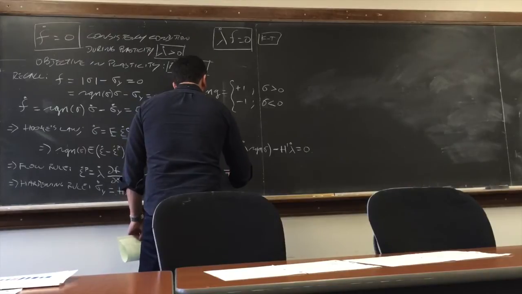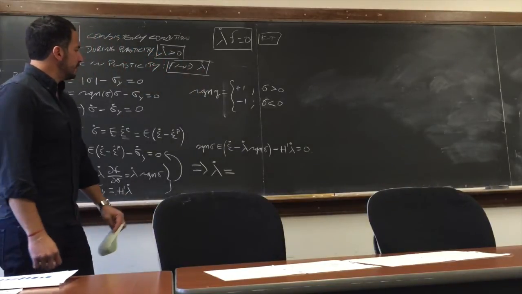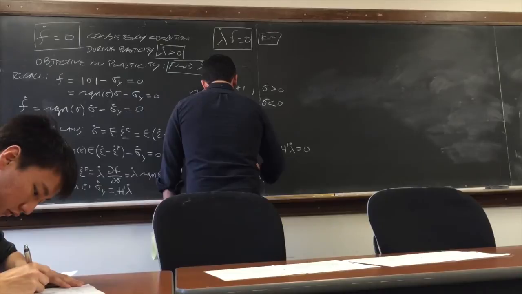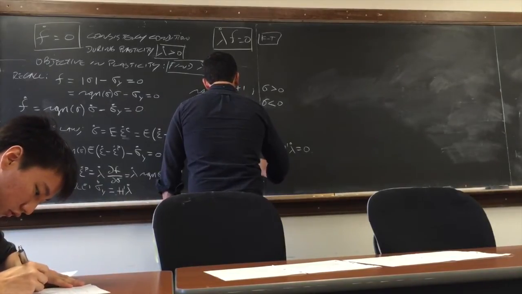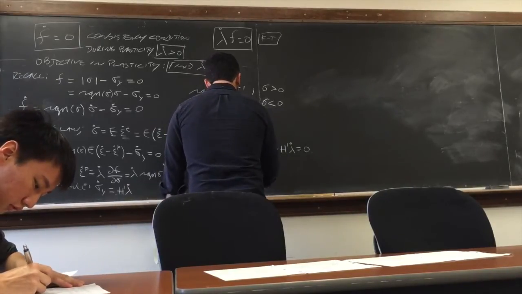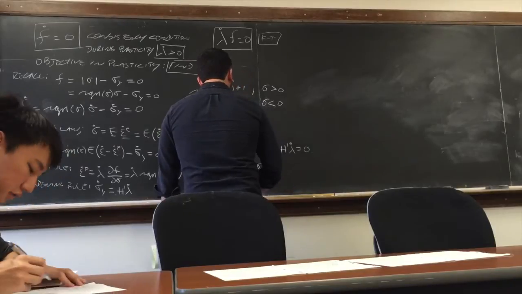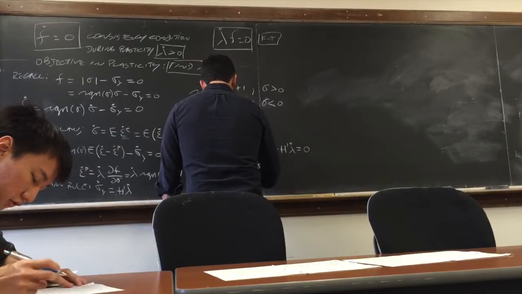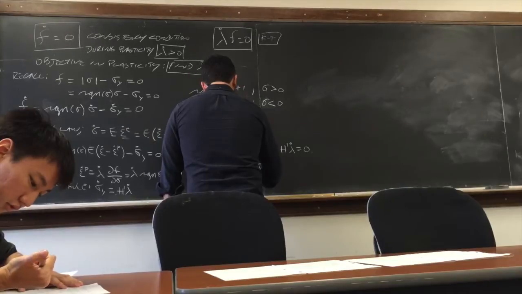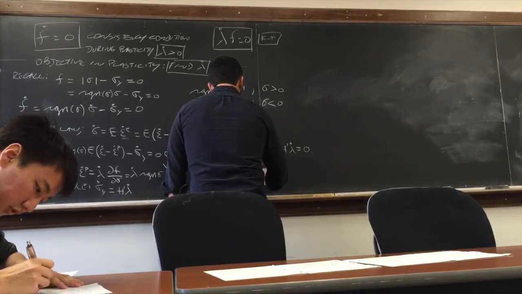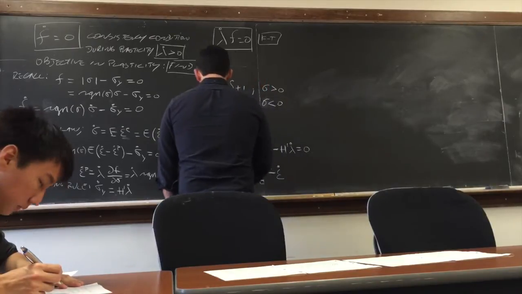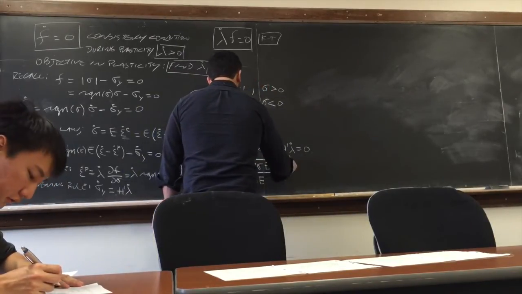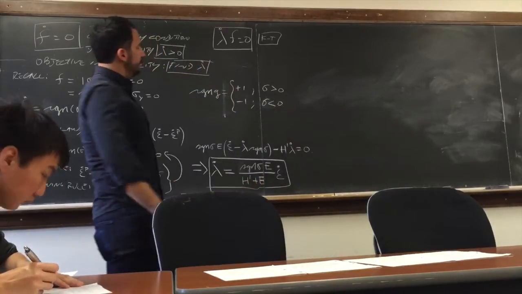Lambda dot, the consistency parameter, equals sign function of sigma times Young's modulus, all of that over h prime plus E, Young's modulus, all of that times epsilon dot. Interesting.